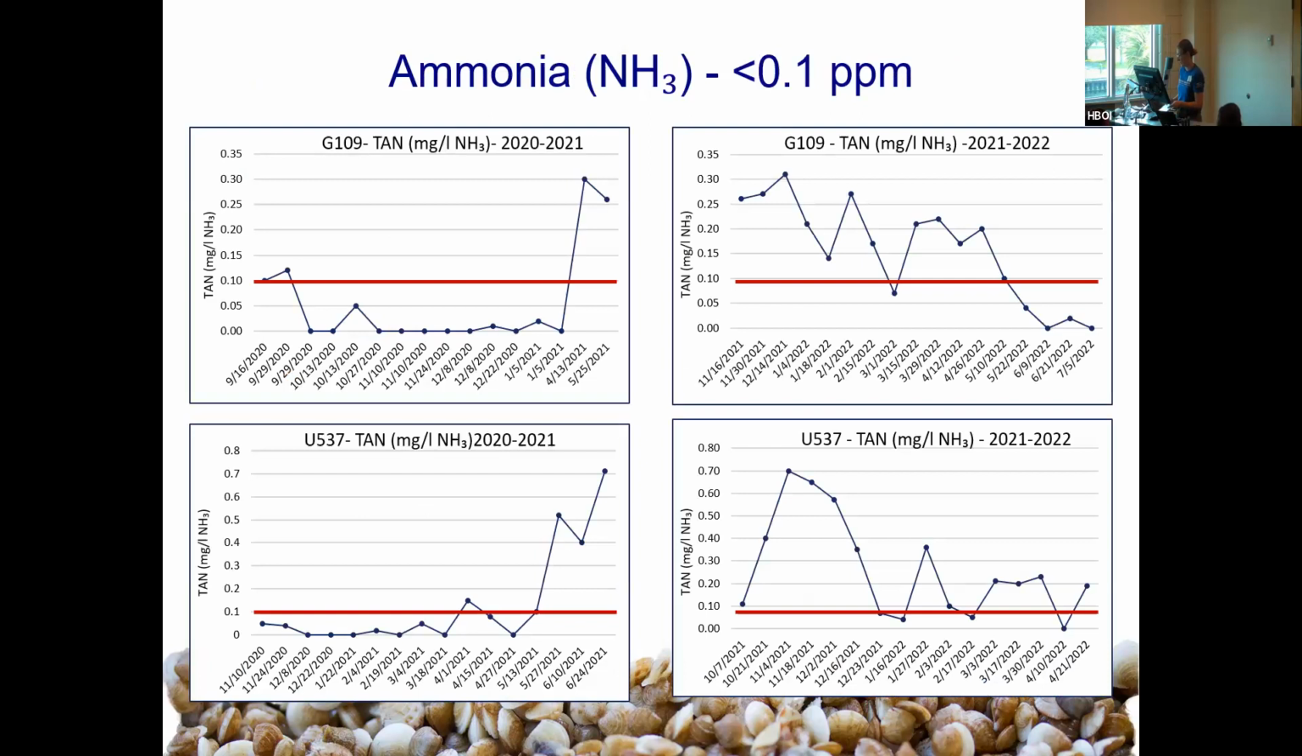Here are some examples of the data we collected over the 2 years for ammonia, also referred to as TAN, total ammonia nitrogen. This is from 2 facilities that use well water, with the first year of data on the left 2 and the second year of data on the right.